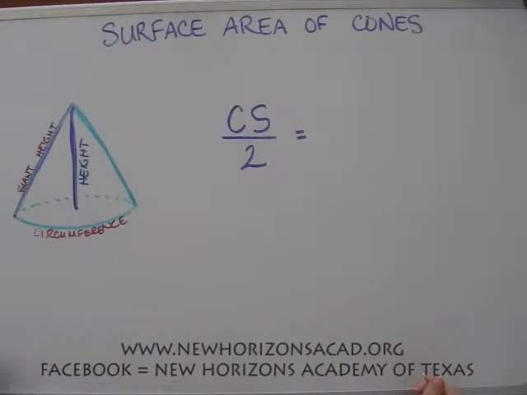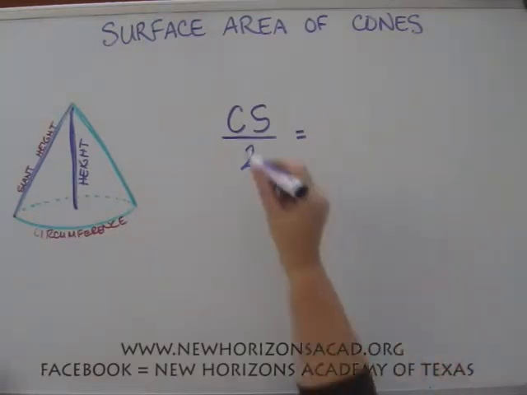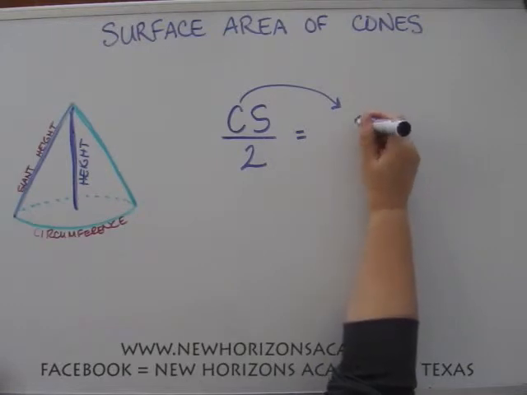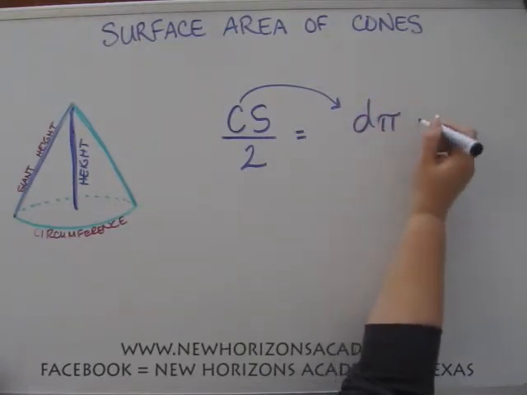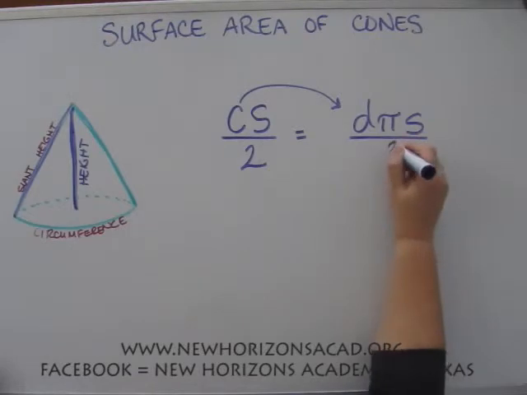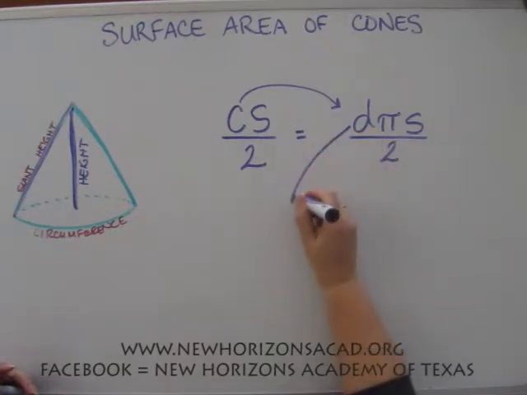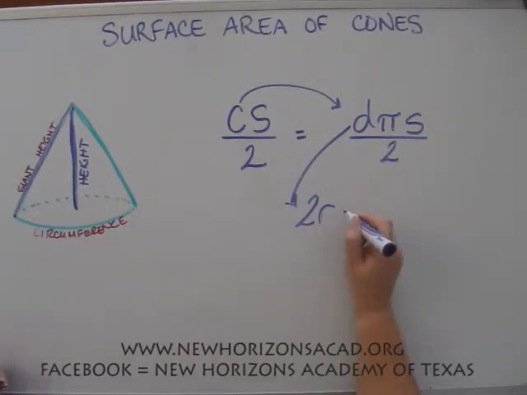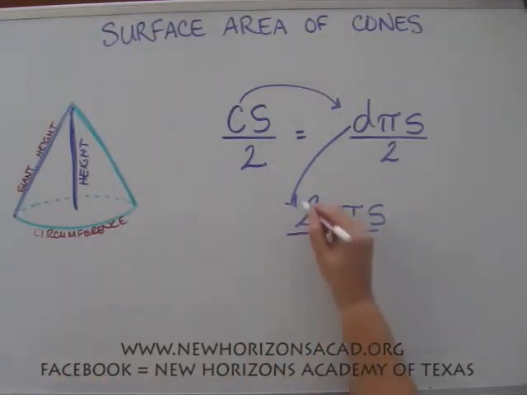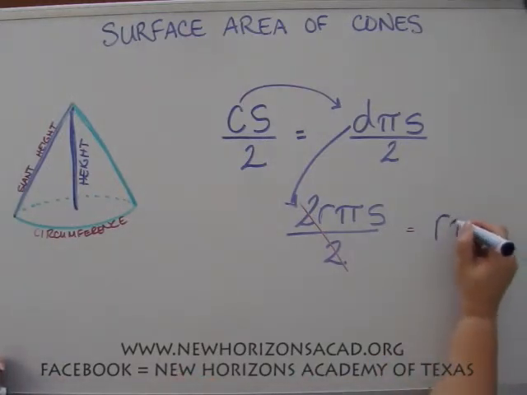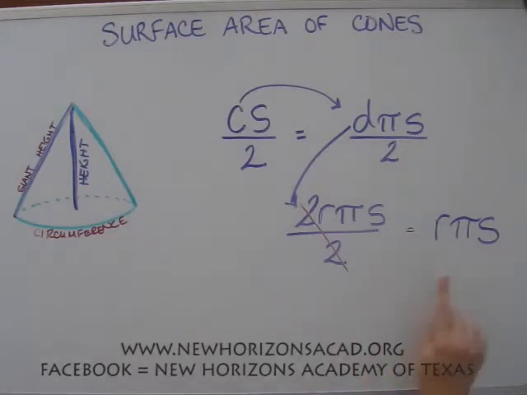If you have had the misfortune of looking at a math book and reading the formula, then continue to watch the video and I'll sort out the formula that they give you. The circumference is gotten through diameter pi. So that times slant gets you that. The diameter is 2 times the radius. And now if you cross cancel, you're left with radius pi slant.